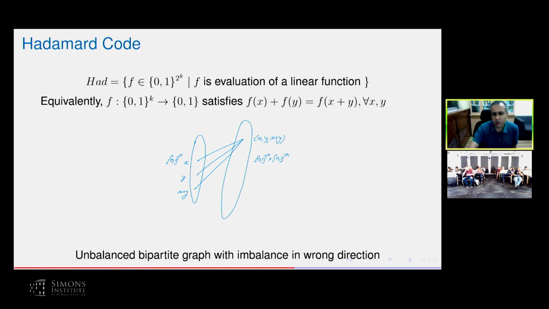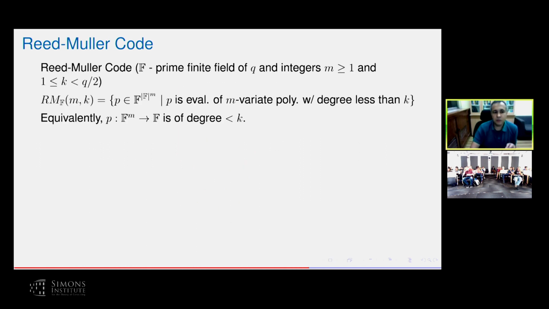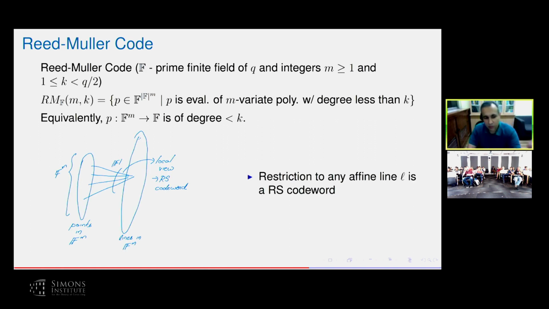So now that I've described the Hadamard code this way, we can also describe the Reed-Muller code in a similar fashion. Here we just make the simple observation that a Reed-Muller code, when restricted to every line, looks like a Reed-Solomon code. Therefore, Reed-Muller code also has this nice bipartite graph representation in which on the left-hand side you have all the code word locations, which is basically all the elements of the vector space F to the m. On the right-hand side, we are going to have a location for every line in F to the m. Therefore, this is basically the point-line incidence graph in F to the m.